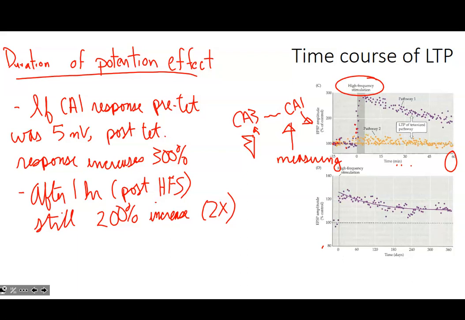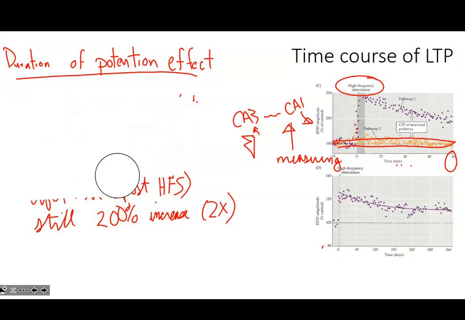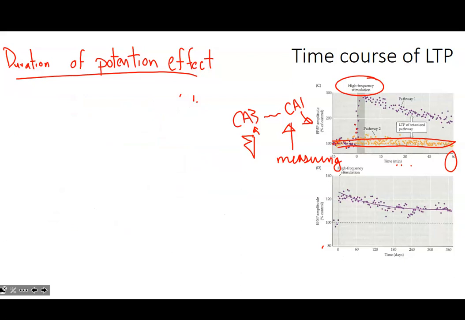Okay, and you can see here that in yellow, this other pathway that doesn't get any high frequency stimulation never really changes. Okay, all right, so we know it lasts at least an hour. Well, take a look at the bottom panel. Now, our time scale is in days. So again, they're going to do the same experiment where they're going to stimulate CA3 and then measure the responses in CA1, okay, as a percent of control.